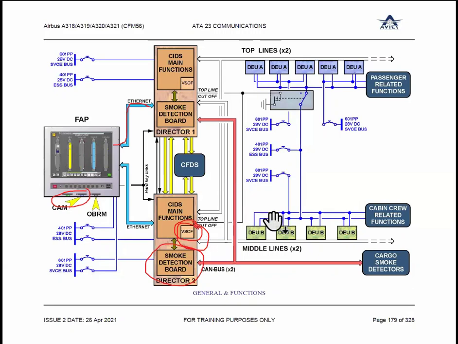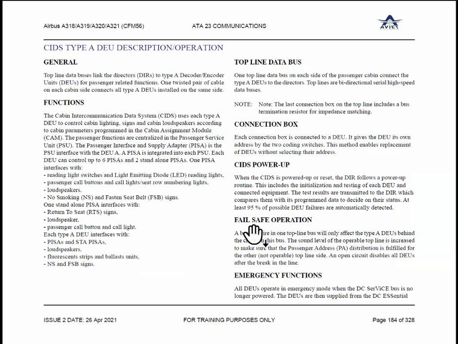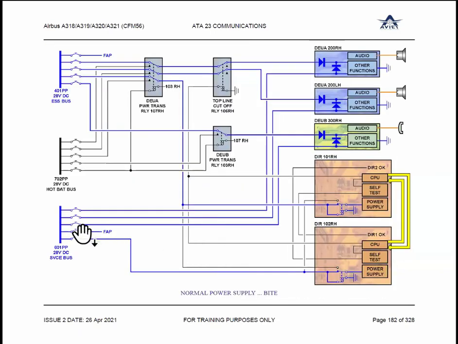Right. Power supply configuration is the same, gentlemen. No change in the power supply configuration. This is the normal configuration where everything is supplied. Director 1, Director 2, DUA, DUB, everything is supplied here. Essential bus and service bus: 601 service bus, essential bus 401. Emergency configuration is not shown here. In emergency configuration, it will not be powered. Everything is handled by the service bus, and the director will not be supplied.